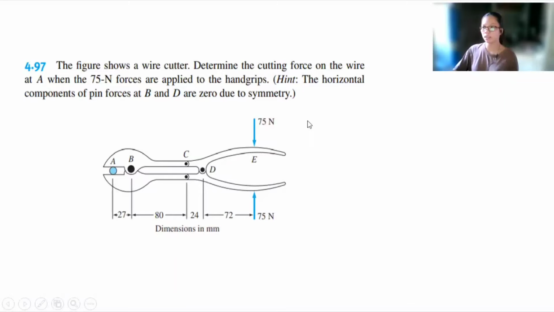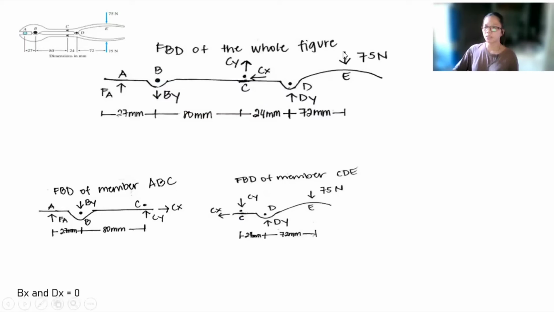So basing on the hint, our Bx and Ax will be equal to 0. Then next, I draw the FBD of the whole figure with 5 unknowns, and I have the assumed directions. So at A, I have an assumed direction facing upward, By would be downward, Cy upward, Cx would be to the left, Dy is upward, and the E is already given with a 75 Newton force. And at the FBD of member ABC and FBD of member CDE at point C, I have different assumed directions since we have to apply Newton's third law.